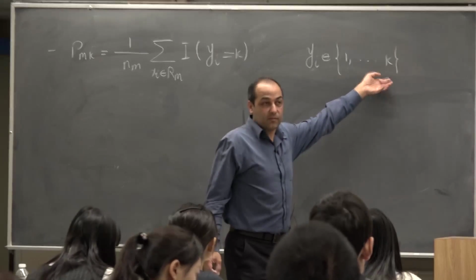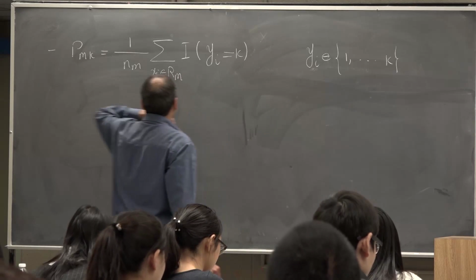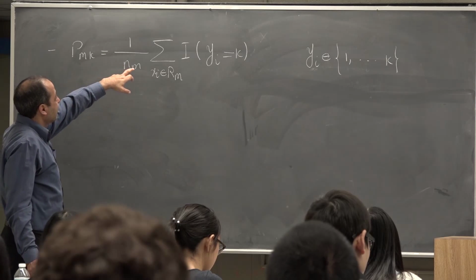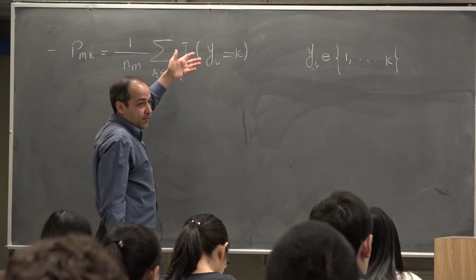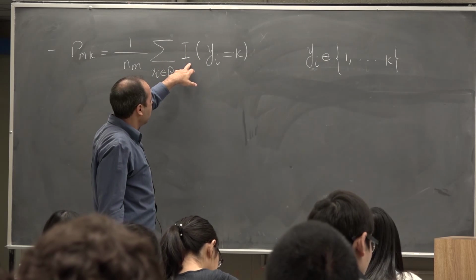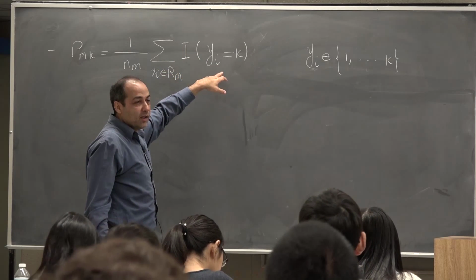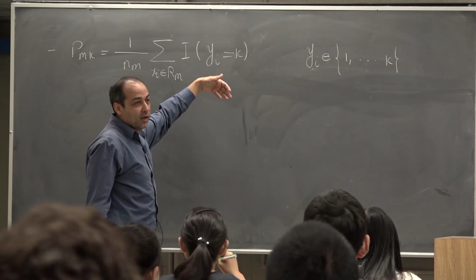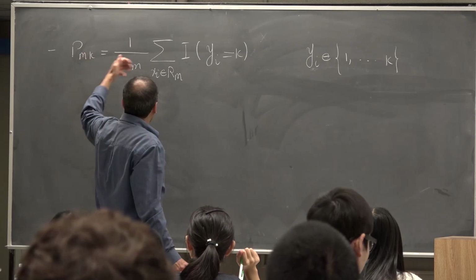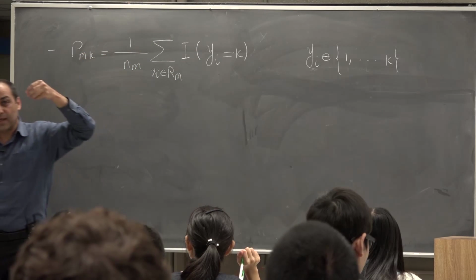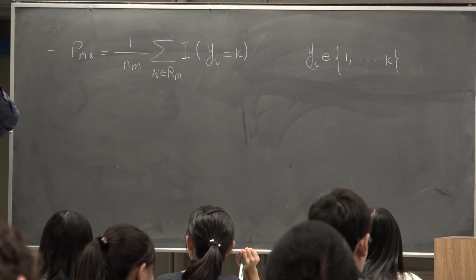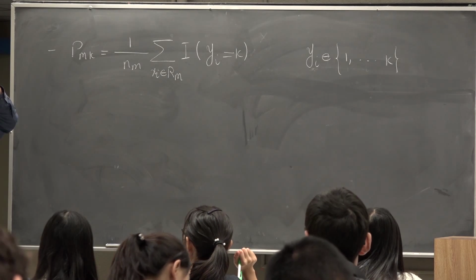Data can come from any of these k categories, and I define PMK to be, you know, basically an identification function. So it's going to be 1 if yi is equal to k, and 0 if yi is not equal to k. So PMK basically is going to be the percentage of the points that are in class K in region M.